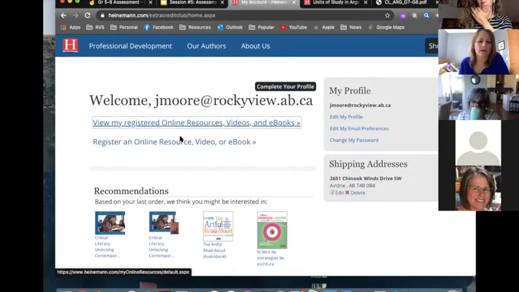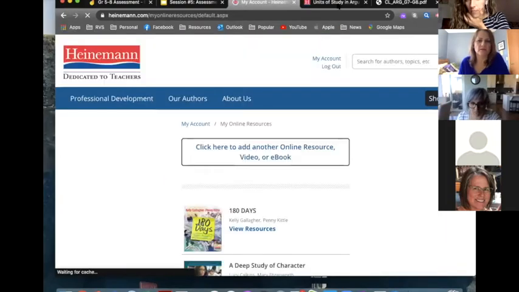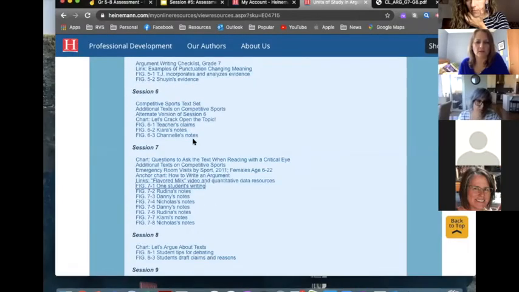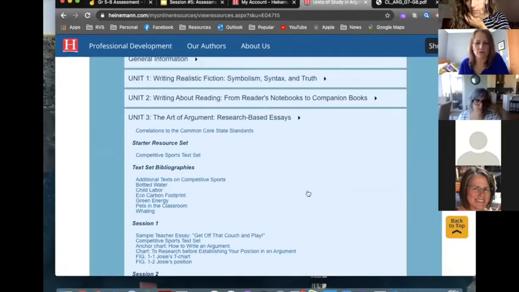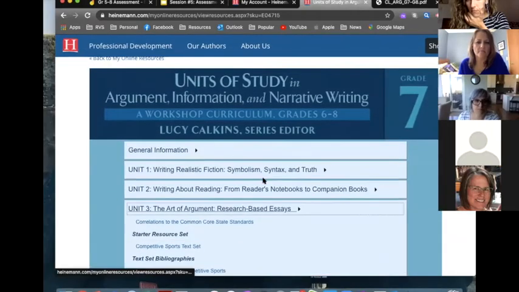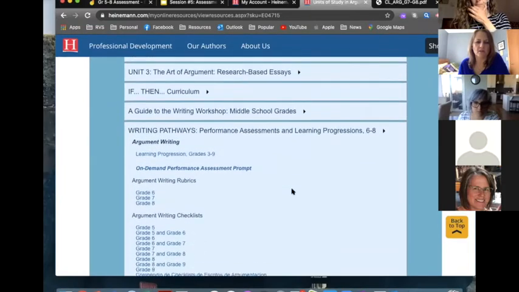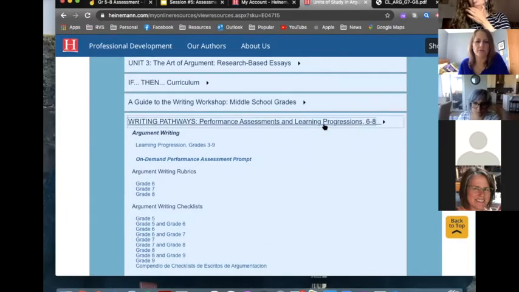And once I find my resource, it's going to look like this when it pops up. Sorry, I've got this open. So I come to the front matter page. The place that we're going to spend our time today is around that Writing Pathways here.